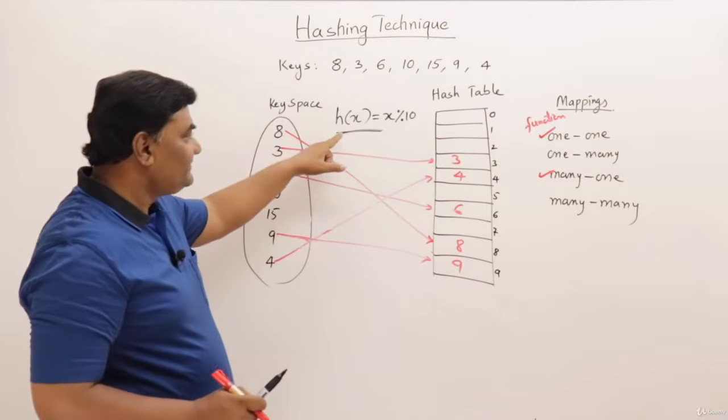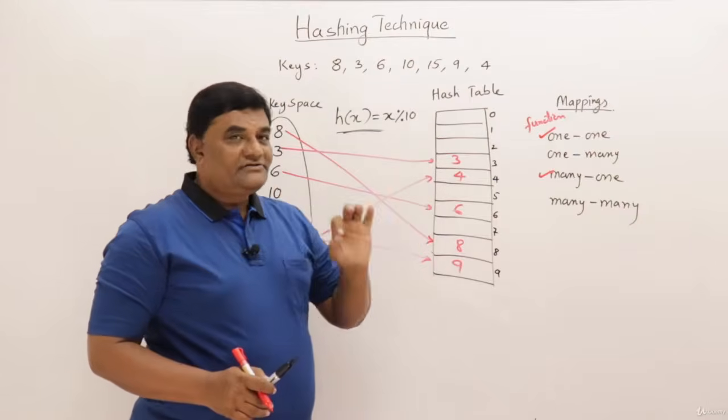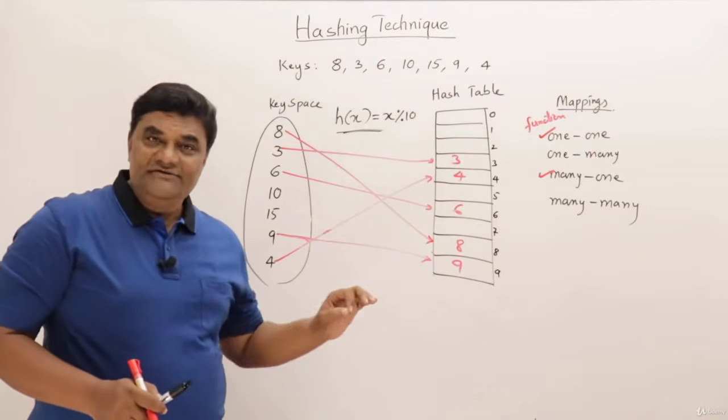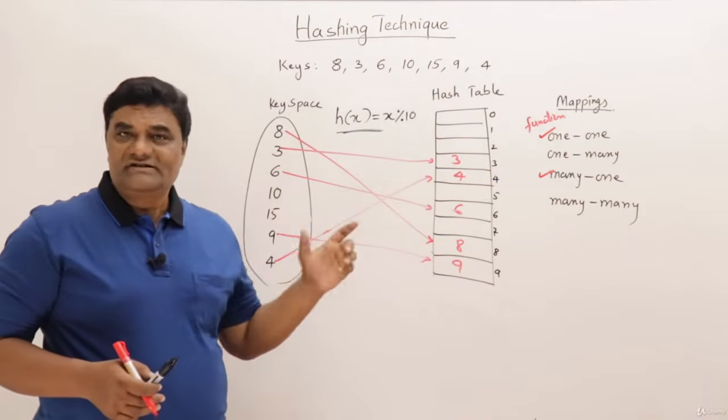So what should be the hash function? The hash function is modified to x mod 10. So this hash function will never give you a value greater than 9. You get the values from 0 to 9 only because it is mod 10.